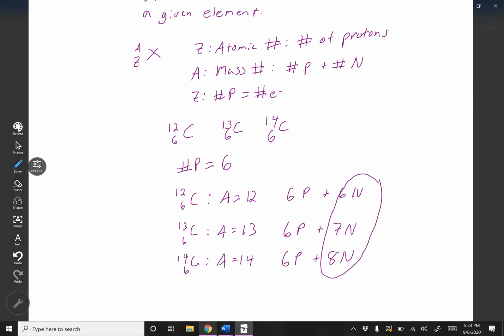Okay, so notice the difference between all these. The difference between all of these is the number of neutrons. So they're all the same element, but they vary by the number of neutrons. And if I wanted to write out the number of electrons, this would have 6 electrons, 6 electrons, 6 electrons. So generally speaking, when you're talking about isotopes, you're always going to have the same number of protons, but a different number of neutrons.